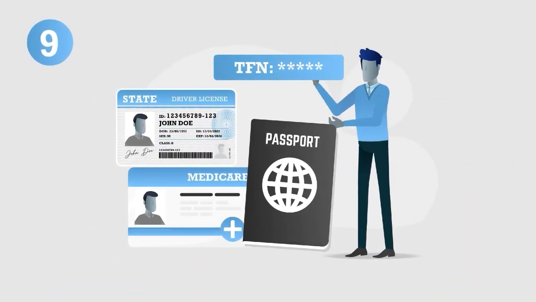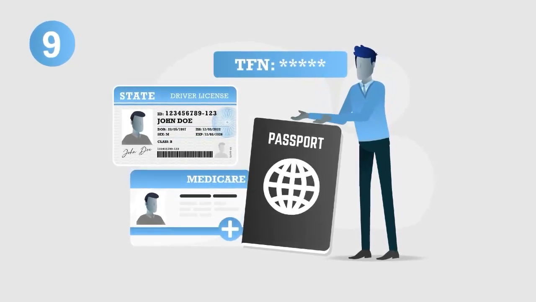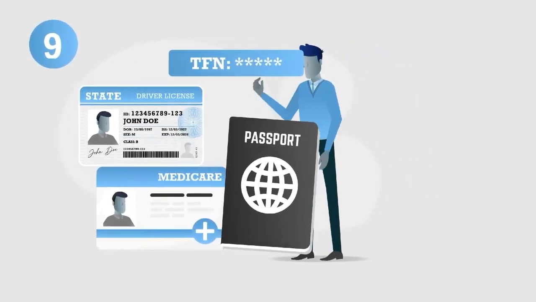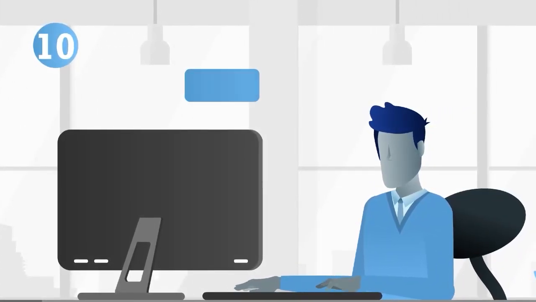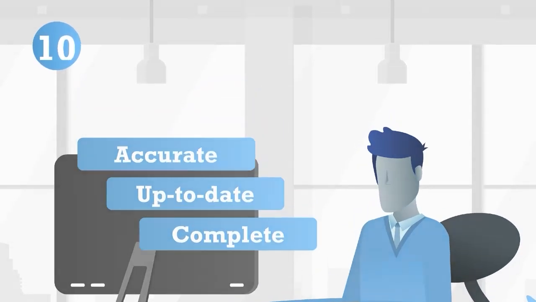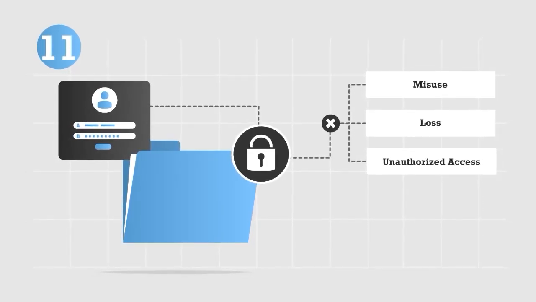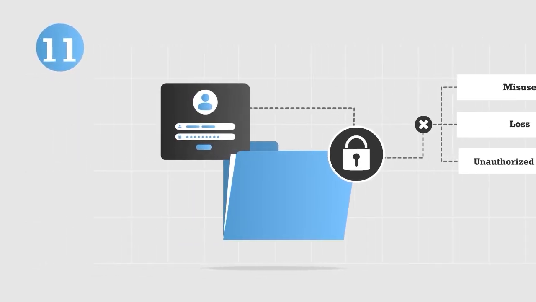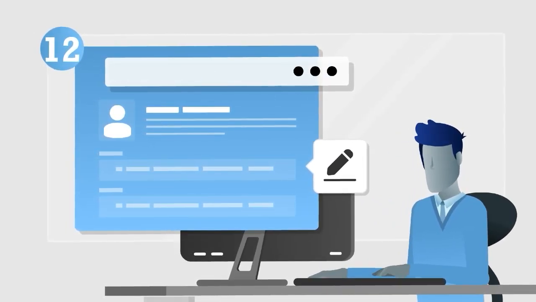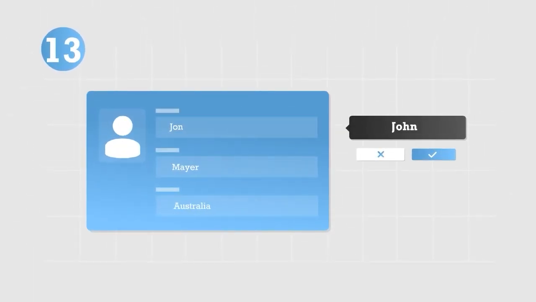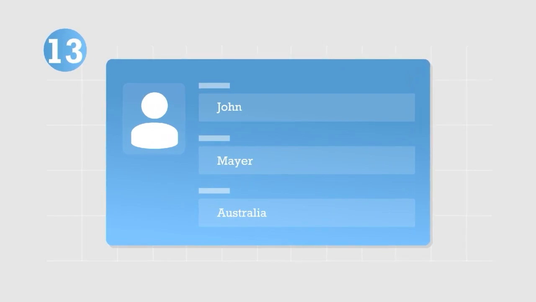9. Government-issued identifiers, like tax file numbers, must not be used unless explicit criteria as outlined in the Australian Privacy Principles are met. 10. Organizations must ensure the personal information they collect is accurate, up-to-date, and complete. 11. Personal information must be protected from misuse, loss, and unauthorized access or disclosure. 12. Individuals have the right to access their personal information and request corrections. 13. Organizations must take steps to correct inaccurate or outdated personal information upon request.